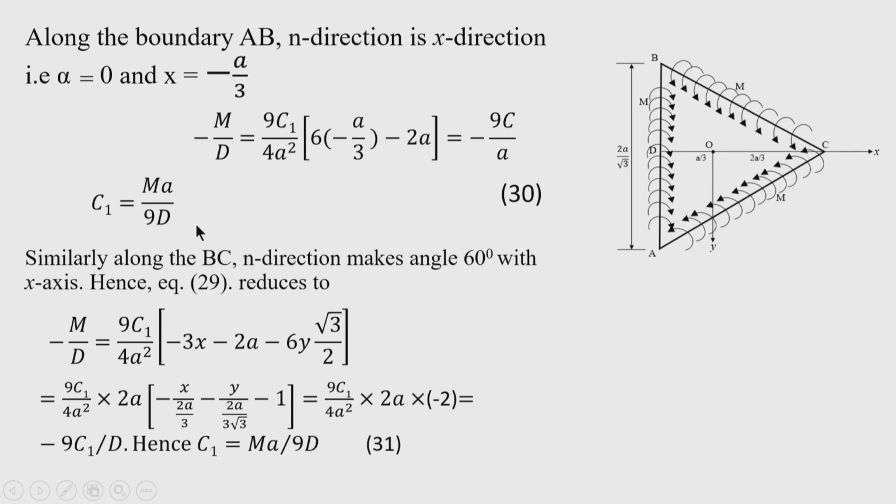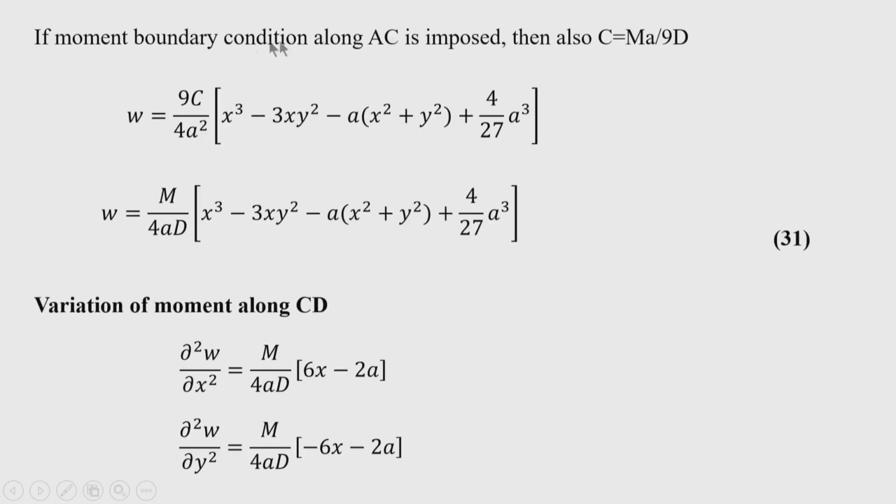So, the same value is obtained again by applying the moment boundary condition along the edge BC. If the moment boundary condition along AC is imposed, then also we get C 1 equal to M a by 9 D.